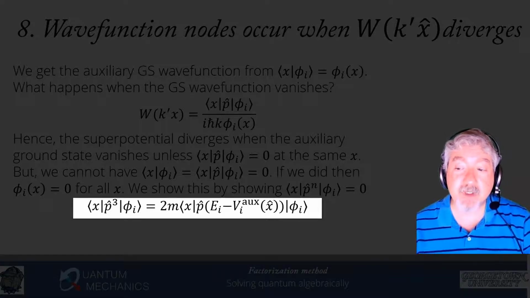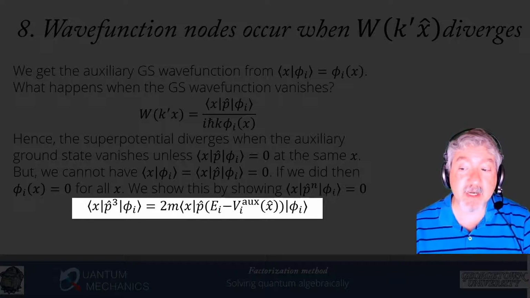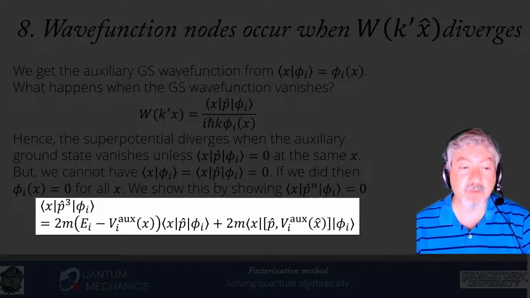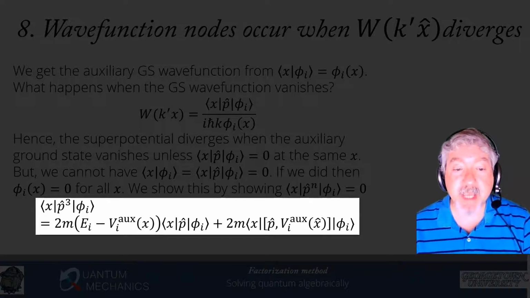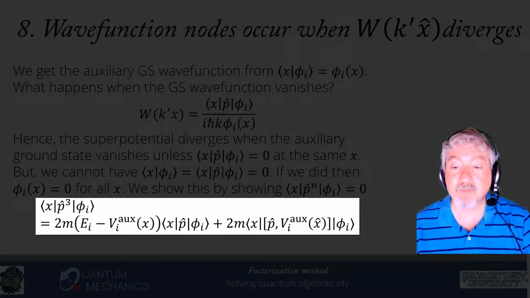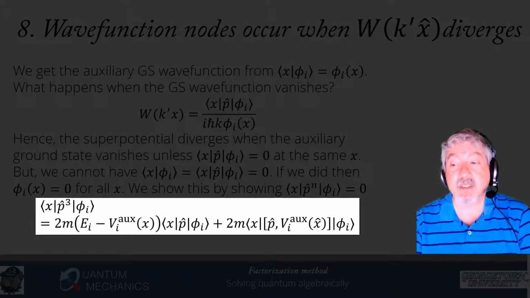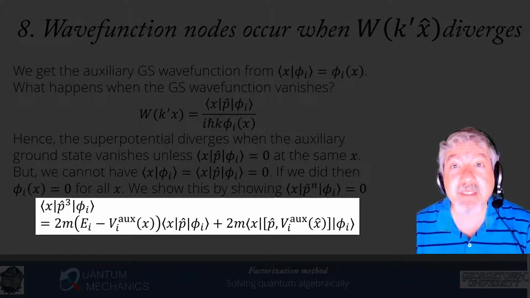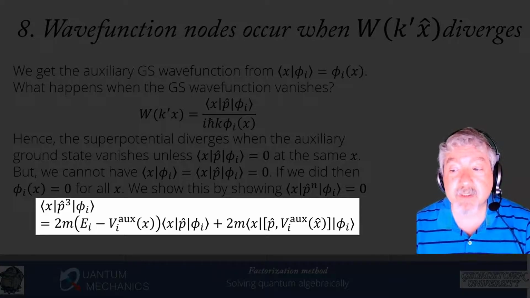For the v_i auxiliary of x, I'm going to move the p through to the other side by using an add-zero trick and replace, and then I'm left with a commutator. And so I can pull out that same factor times ⟨x p φ_i⟩ plus 2m times the commutator of p with v_i auxiliary of x. Now, the commutator of p with a function of x is a function of x, because the commutator of p with x is equal to iħ.